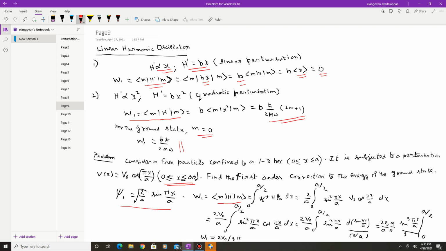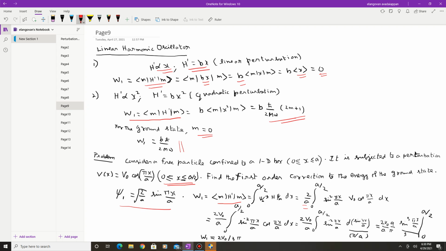W1 is ⟨m|H'|m⟩, and you substitute H'. So the integral representation is ∫ from 0 to a/2 of ψm* H' ψm dx. Substitute for H' equal to V0 cos(πx/a), and you substitute ψm*, this is the ground state, √(2/a) into √(2/a), so the 2/a can be taken outside as a constant, and the remaining functional part is sin²(πx/a).